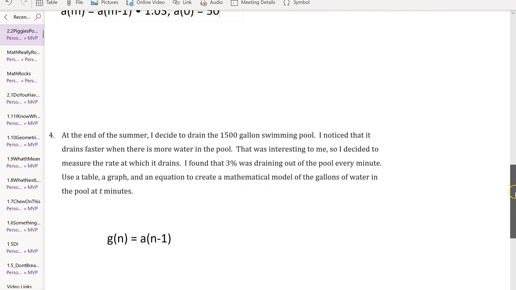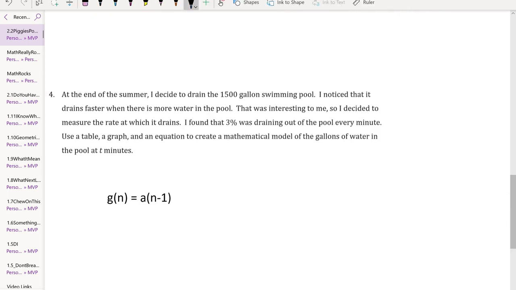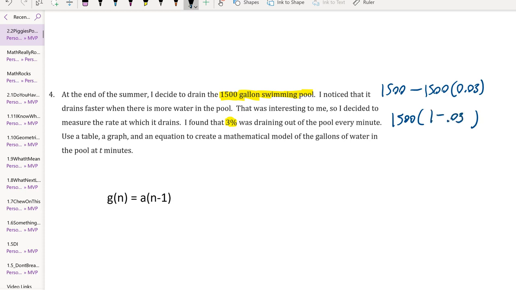So in problem 4, similar idea. I have the pool scenario again. It's the end of summer now. She's draining a 1500 gallon swimming pool at 3%. So this time I would multiply 1500 times 0.03, and I would subtract that from 1500, and I'd keep repeating this process. So a simpler way of doing that is if I use the reverse of the distributive property, that's 1 minus 0.03, which is going to be 0.97. So you can also think of it as if it's losing 3% of the water in the pool, it's keeping 97% of the water in the pool.